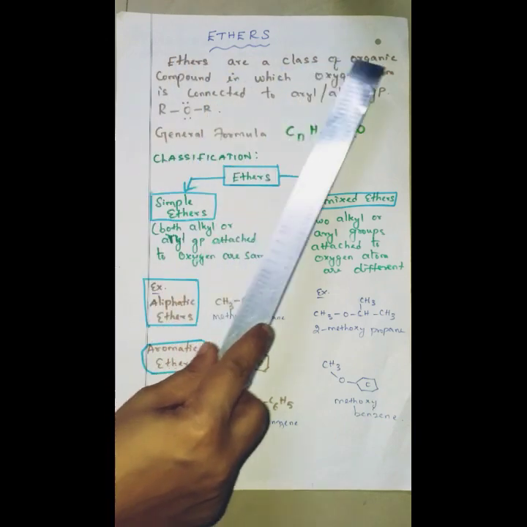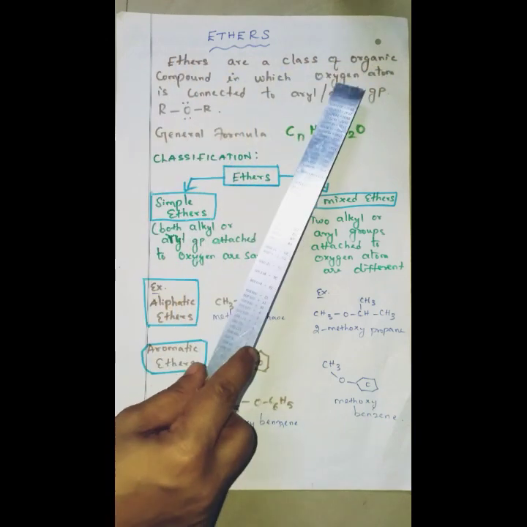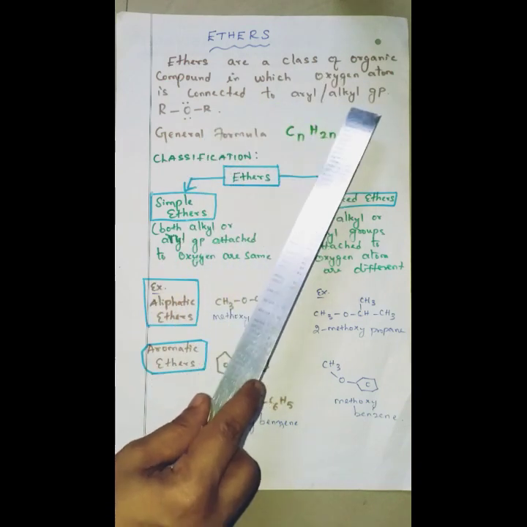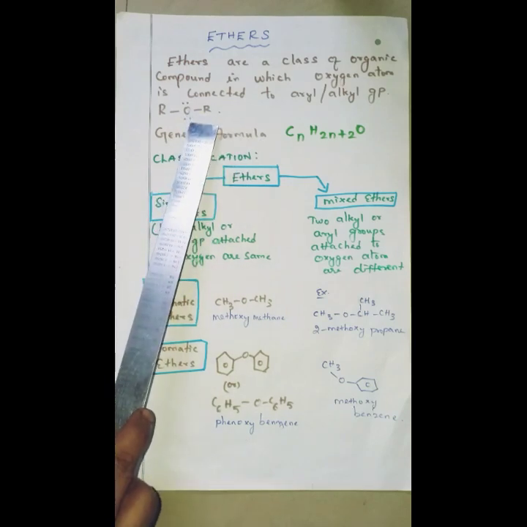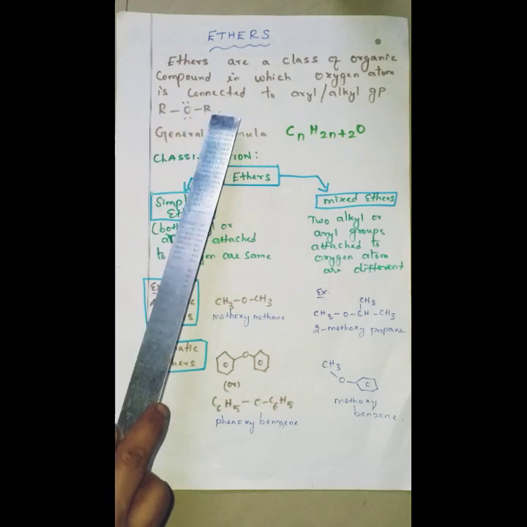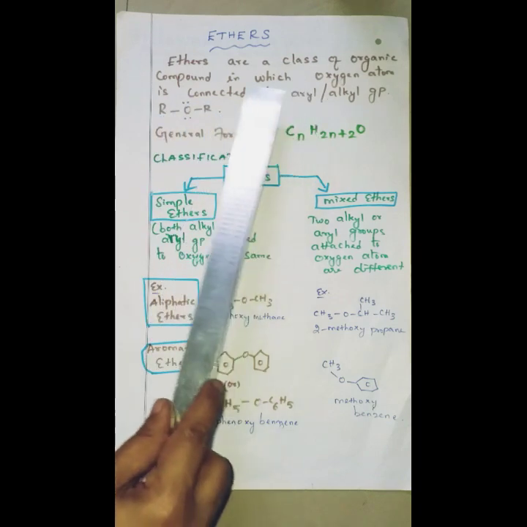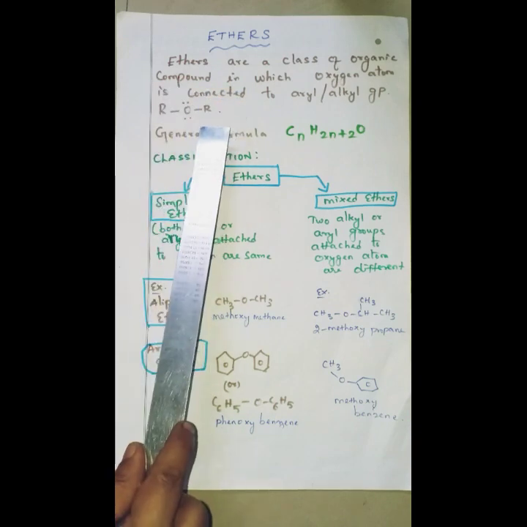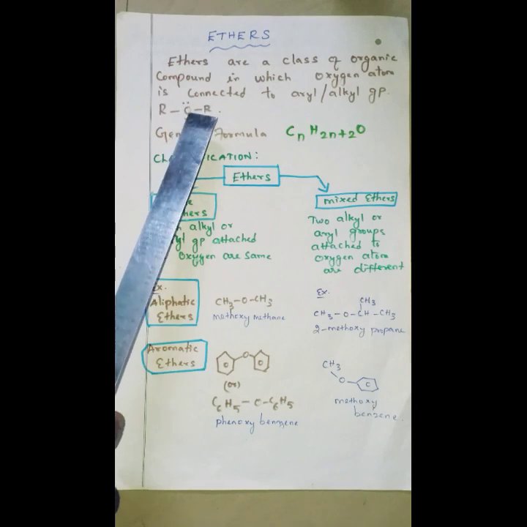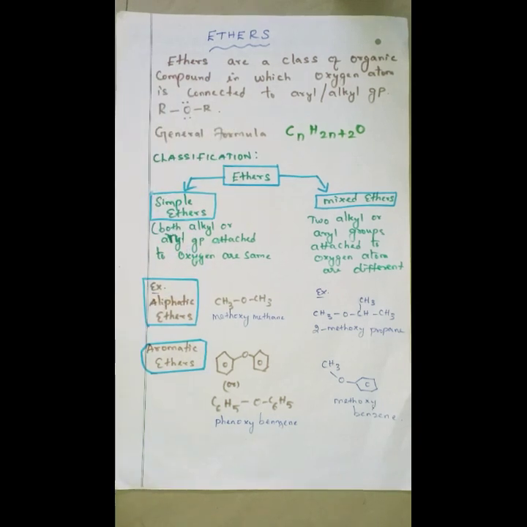Ethers are a class of organic compounds in which the oxygen atom is connected to an aryl or alkyl group on both the sides. See, oxygen atom, both the sides, that is one side alkyl group, the other side may be alkyl group or aryl group. Here I will put lone pair electrons, because oxygen atomic number is 8. So the outermost shell has 6 electrons, that means 2,6.